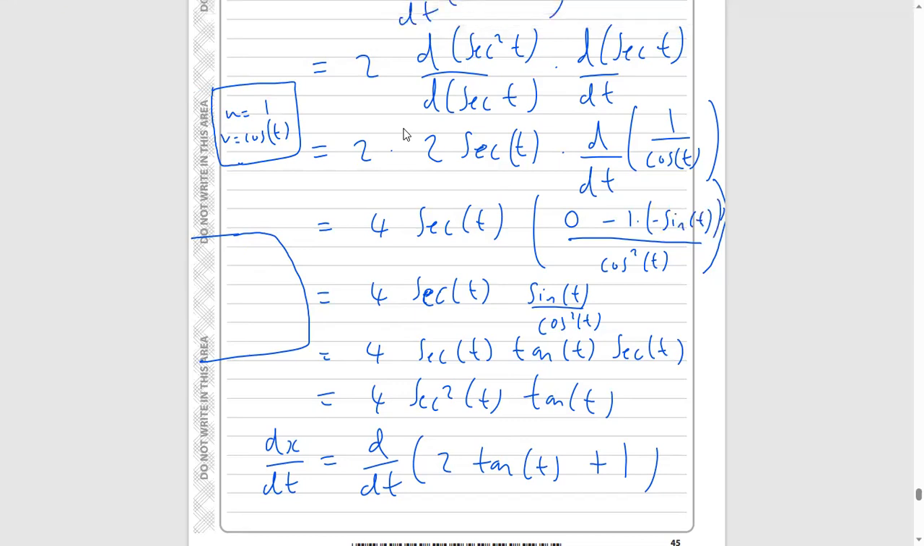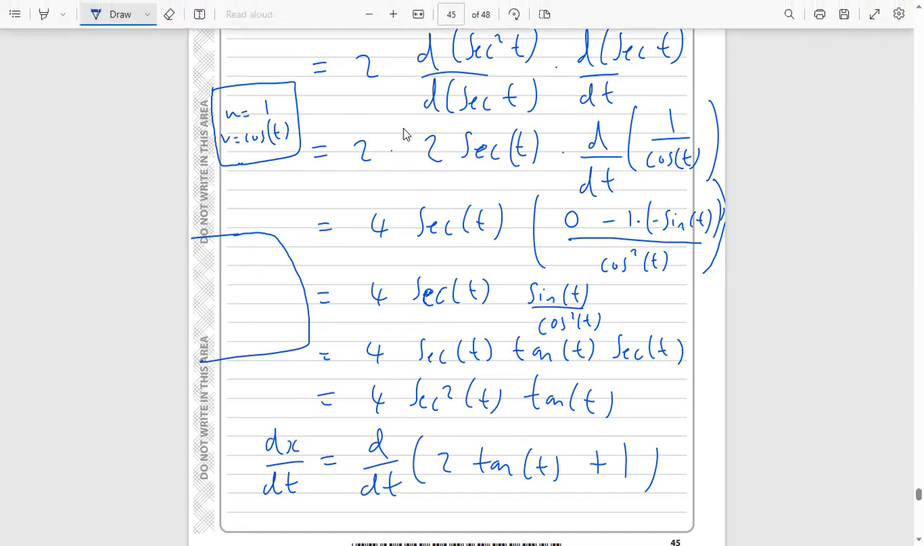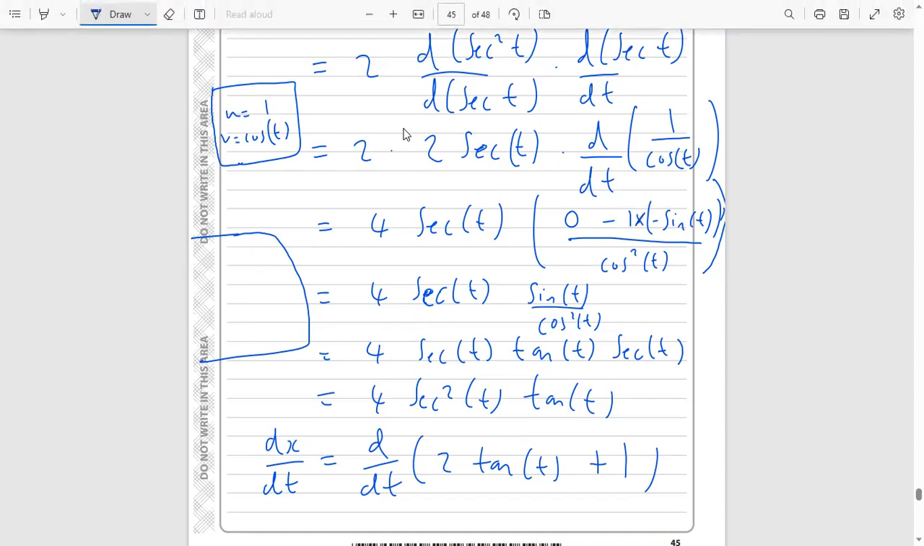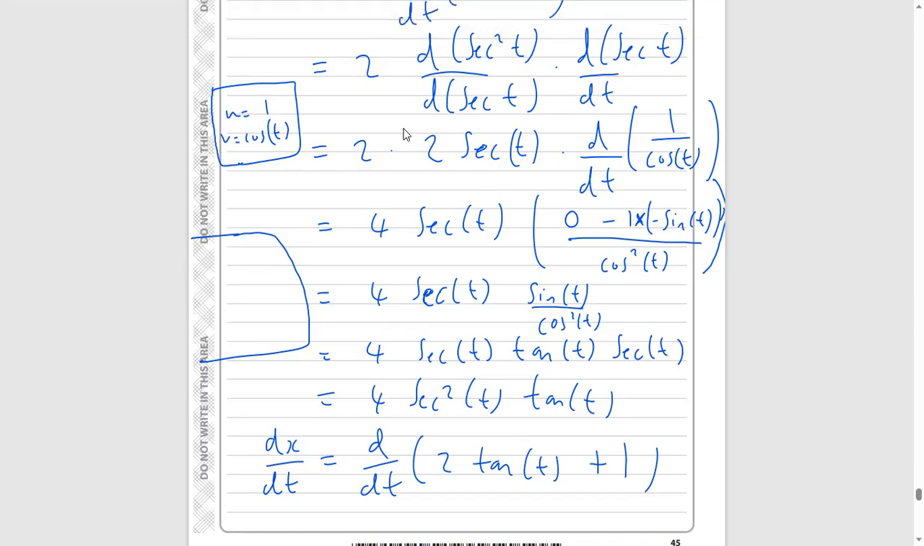So this dot here means times. If I ever write a dot, it means times. Hopefully you've seen that in class, but a dot in maths just means times. So actually I'll just make this clear if you've not seen this before. This is a times sign. So minus 1 times minus sine is positive sine. So that's where I've got this sine over cos squared from.